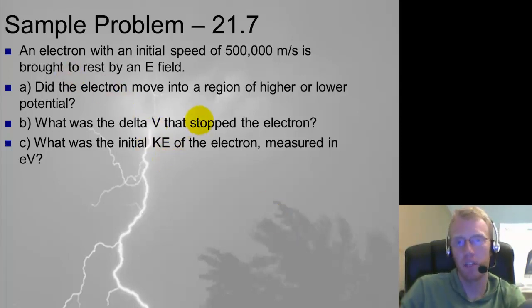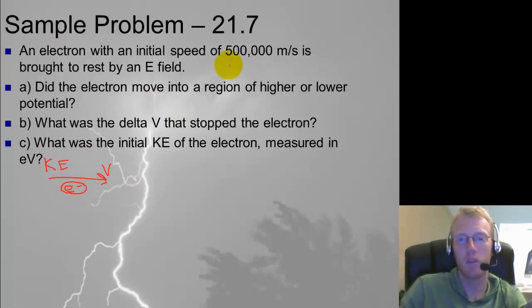All right, an electron with initial speed 500,000 meters per second is brought to rest by an E field. Does the electron move into a higher or lower potential? Okay, so let's start with this guy. He's moving really fast, which means he has a lot of kinetic energy. Okay, it's an electron, so it's a negative charge.